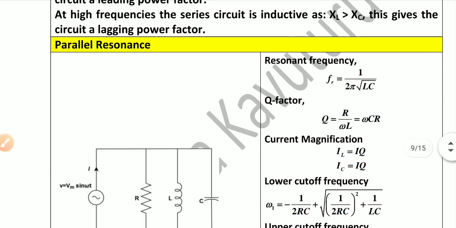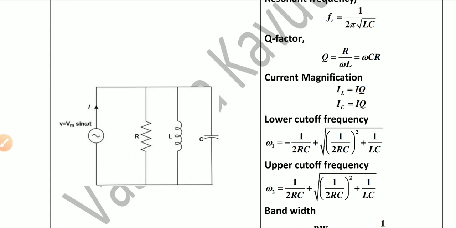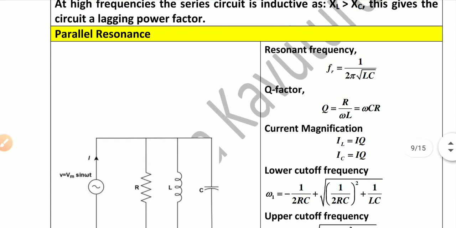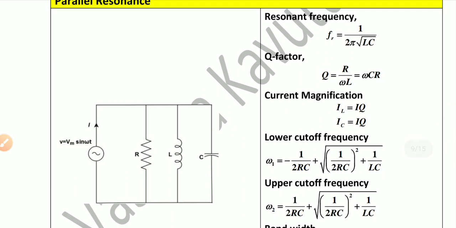Next, for parallel resonance, the three elements are connected in parallel. The formulas are as follows. Resonant frequency FR is equal to 1 by 2 pi root LC. Q factor is R by omega L, that is equal to omega CR. For this type of circuit only, if all the elements are in parallel, this formula Q equal to R by omega L applies. Whereas for series resonance, Q is equal to omega L by R and 1 by omega CR. For parallel resonance, if the three elements are in parallel, the formula is Q equal to R by omega L, that is equal to omega CR.